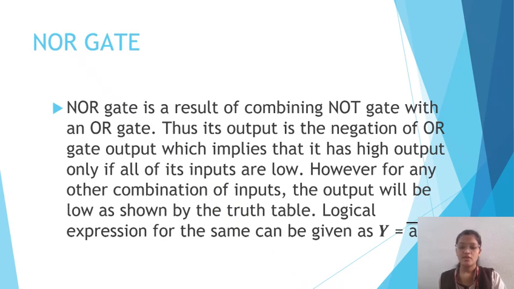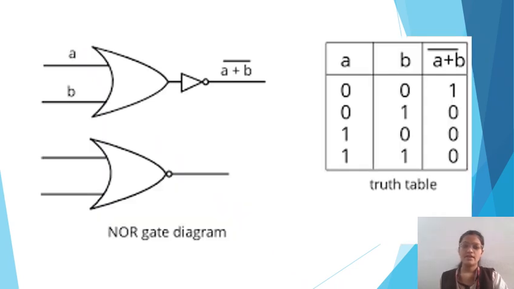The logical expression for the same can be given as Y is equal to A plus B whole bar. It means whole complement. As we saw, NOR gate is the combination of OR gate and NOT gate. It means OR NOT. Output becomes Y is equal to A plus B whole complement.